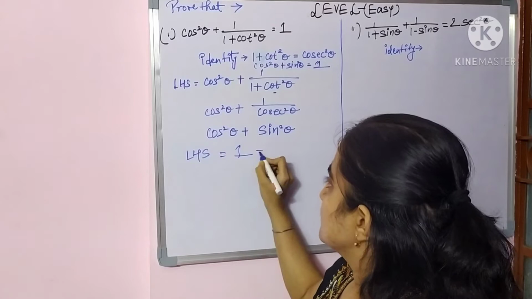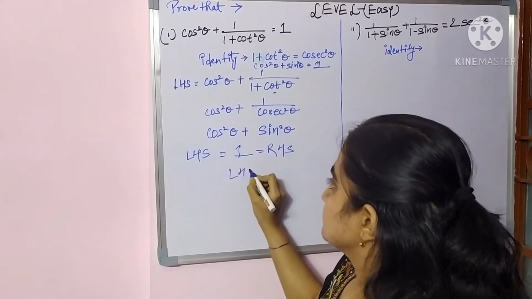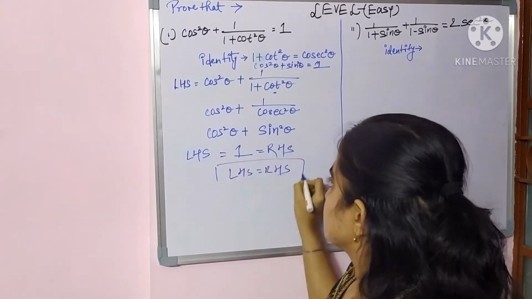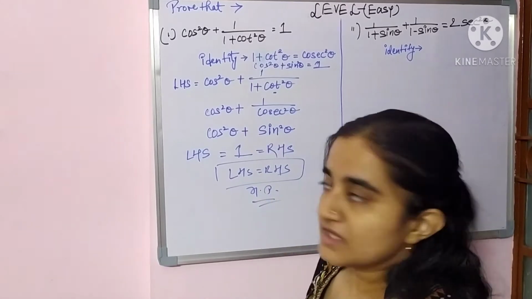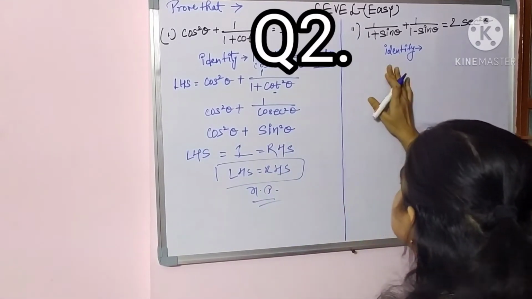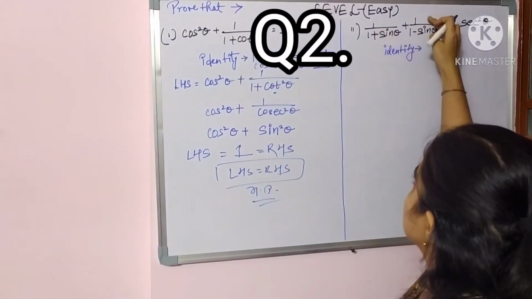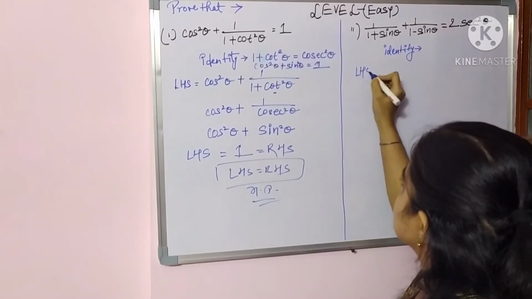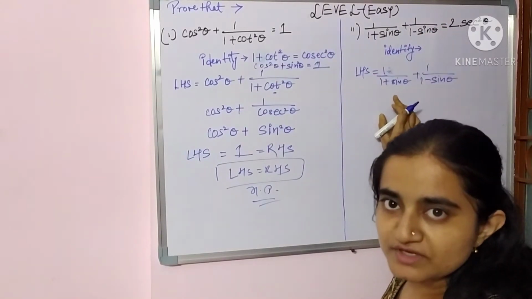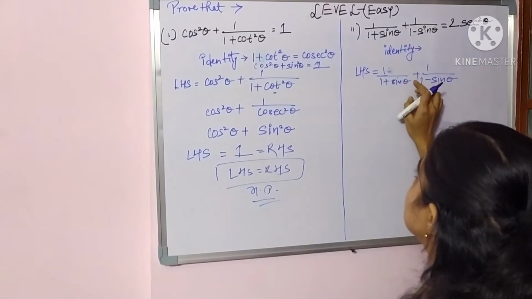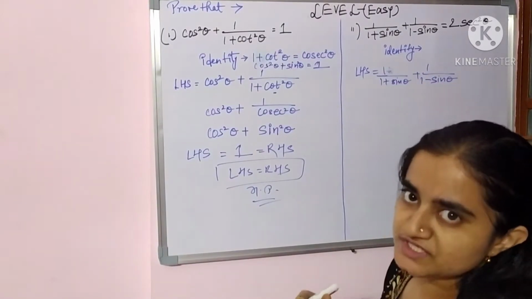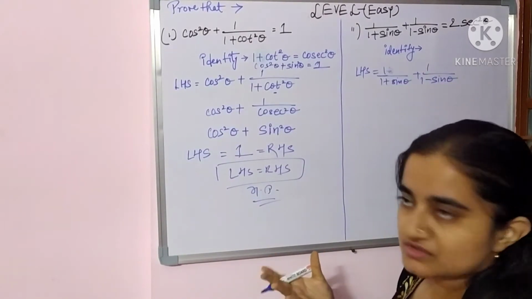LHS equals RHS. Now, the next part. In the next part, we can see 1 upon 1 plus sine theta plus 1 upon 1 minus sine theta. We will proceed as we proceed in normal algebraic equations.